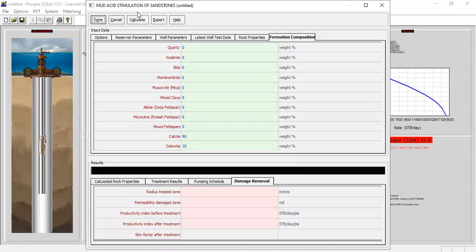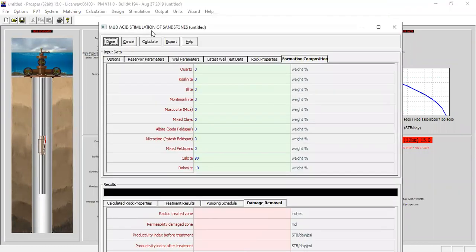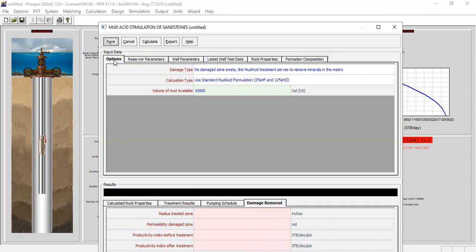Okay, so you need to understand about matte acid stimulation before doing this design or simulation in Prosper. So I assume you already understand that. So we will skip the basics and we will do only the demonstration. Matte acid is actually the combination of hydrofluoric acid, HF, and hydrochloric acid, HCl. This acidizing is done especially in sandstone formation.